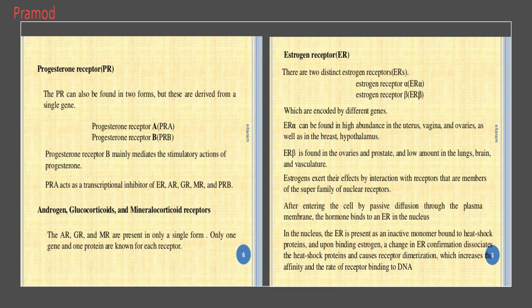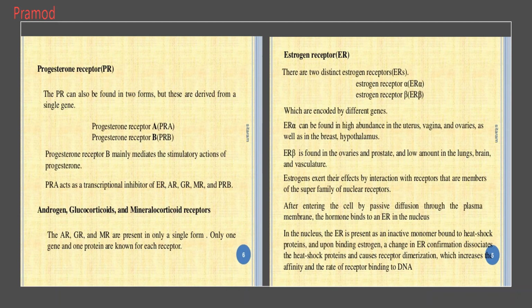Now what does progesterone A do? This is a control receptor which controls the activity of all other hormones, like estrogen, androgens, mineralocorticoids, aldosterone. All these activities are controlled by this. They prevent the transcription. So this is the difference between progesterone A receptor and progesterone B receptor. B is stimulatory and A is inhibitory. They inhibit the activity of the rest of the hormones.